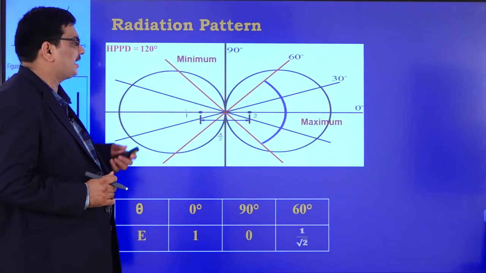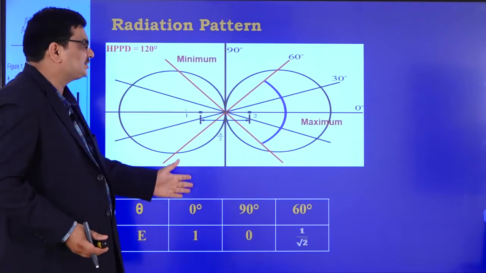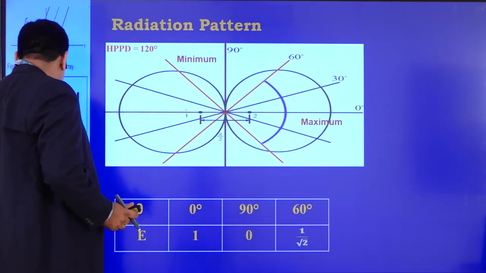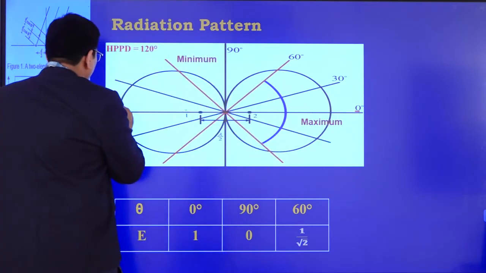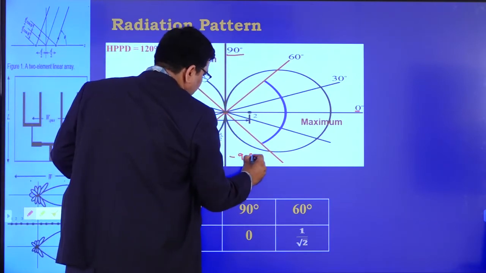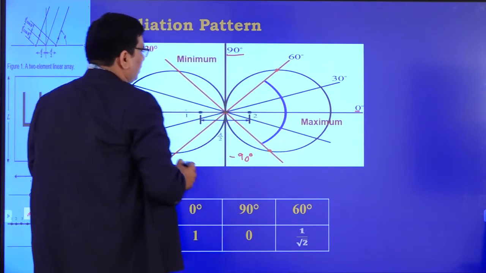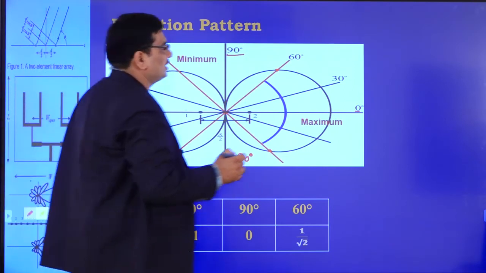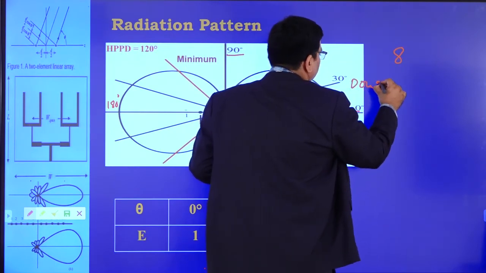So this is the radiation pattern. In the previous case, we got the same pattern in the vertical direction. Now we are getting the same pattern in the horizontal direction. So this is the direction of maxima, at 0 degrees and 180 degrees, and we get our minima at 90 degrees and minus 90 degrees, and our half power beam width at 60 degrees and 120 degrees. So this also looks like an 8 shape, a figure-of-eight structure.